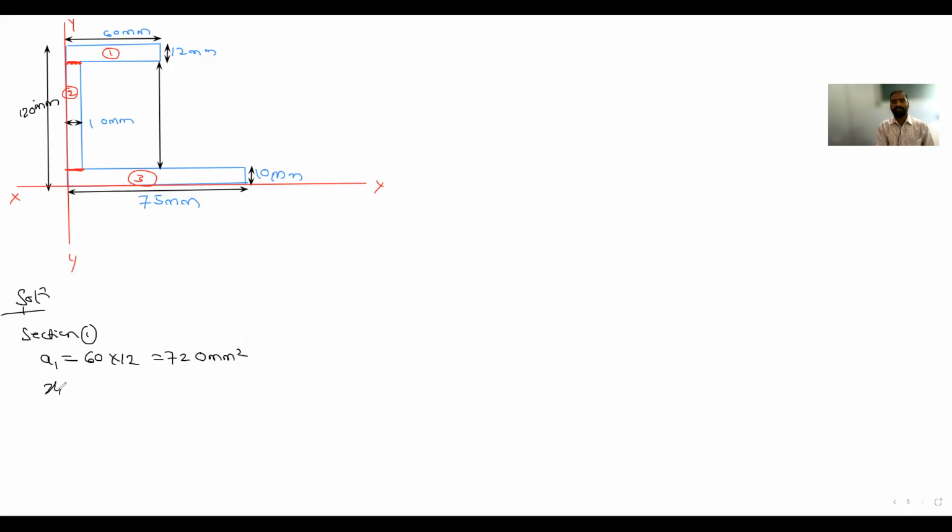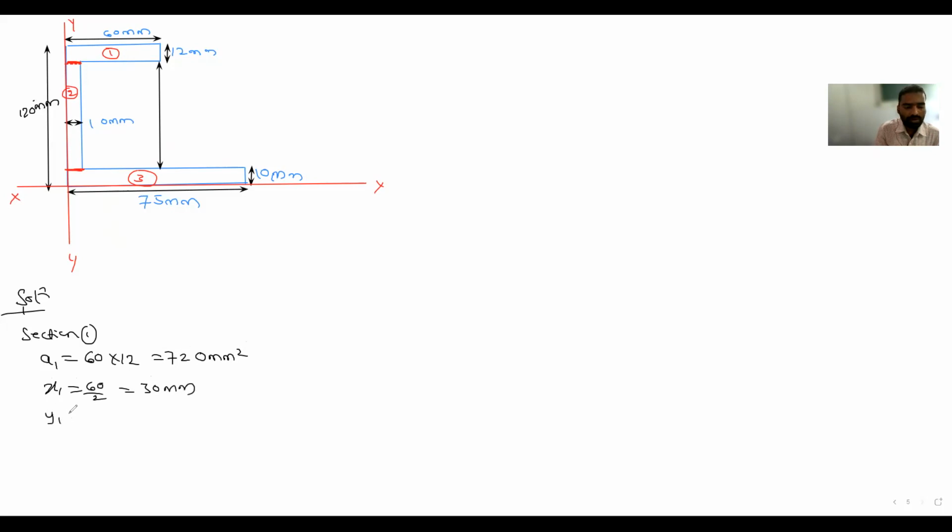Next, x1. Now tell me, what is the x1? x1 is the CG of this first section from the y reference axis, correct? So total along the x direction, how much is it? 60. 60 divided by 2. That is equal to 30 mm.